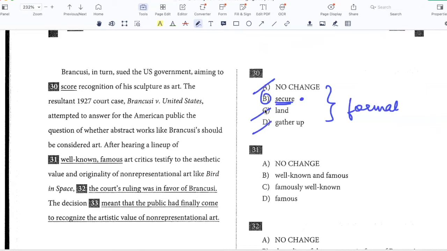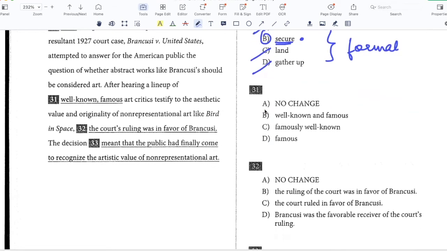The resultant 1927 court case, Brancusi versus United States, attempted to answer for the American public the question of whether abstract works like Brancusi's should be considered art. After hearing a lineup of well-known famous art critics testify to the aesthetic value and originality of non-representational art like Bird in Space, the court's ruling was in favor of Brancusi.